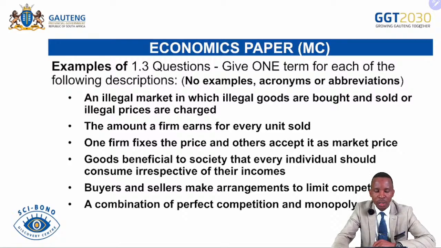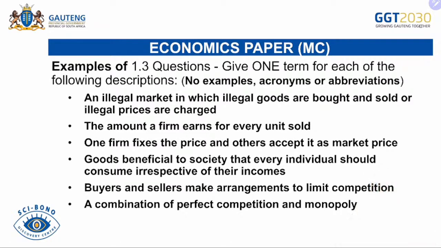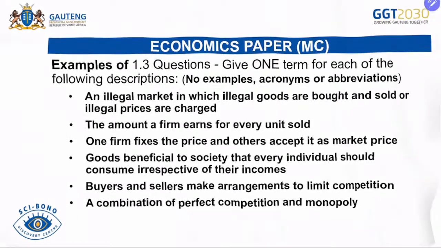And then the amount a firm earns for every unit sold. And then one firm fixes the price and others accept it as a market price. Goods beneficial to society that every individual should consume irrespective of their income. Buyers and sellers make arrangements to limit competition. A combination of perfect market and a monopoly.